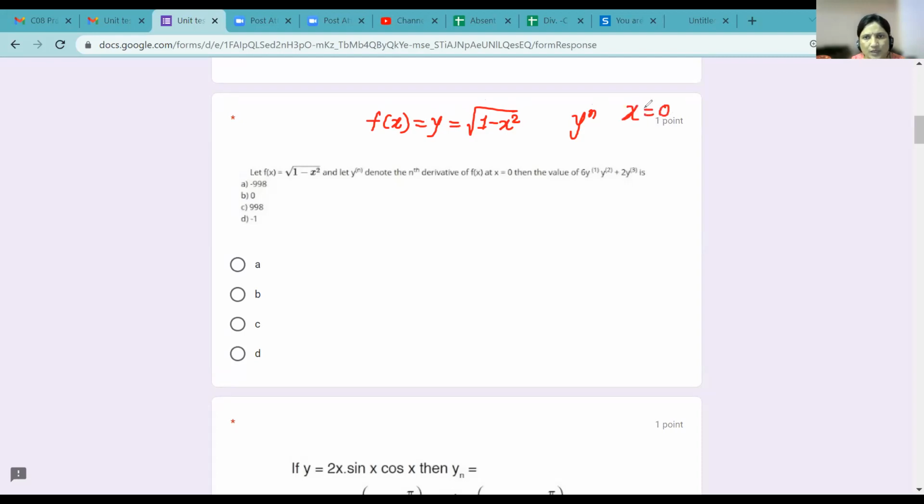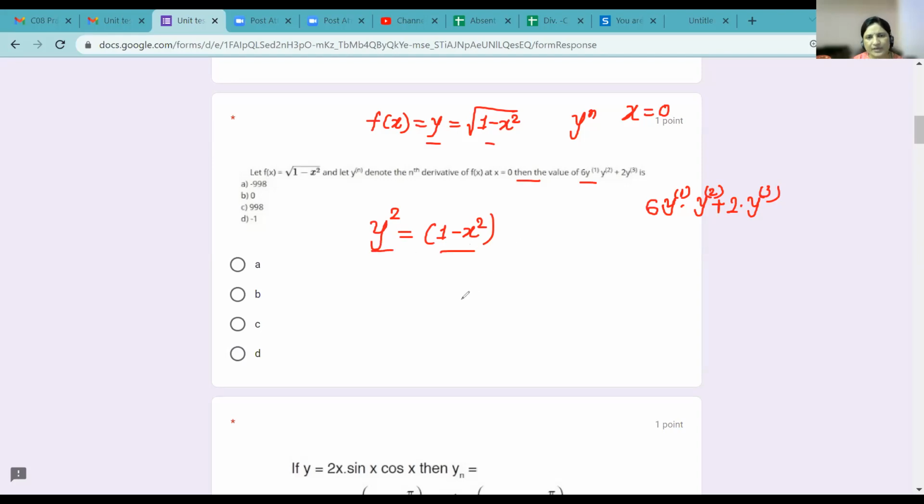So here we have to find out 6 into first derivative into second derivative plus 2 into third derivative. Okay, so take that by taking square on both sides. Here we cannot find easily, so for my convenience I am taking square of both sides. So y square is equal to 1 minus x square.